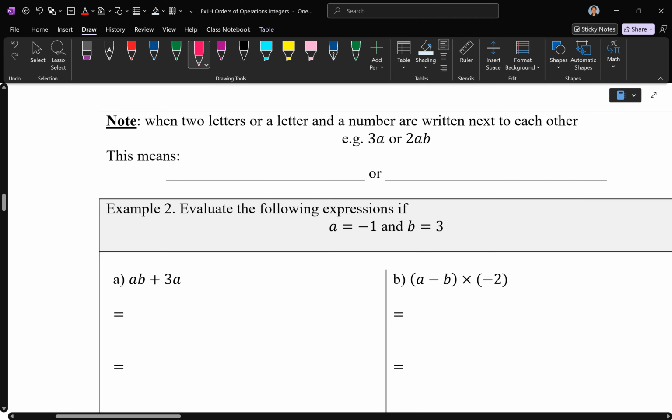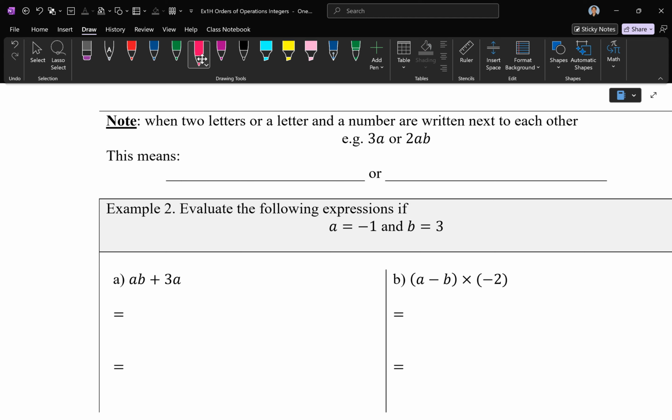BODMAS. One thing to note in your notes here, when two letters or a letter and a number are written next to each other, for example 3A or 2AB, 3A actually means 3 times A. It's 3 groups of A. And when you write 2AB, what that actually means is 2 times A times B. Just make sure that you understand that, okay?